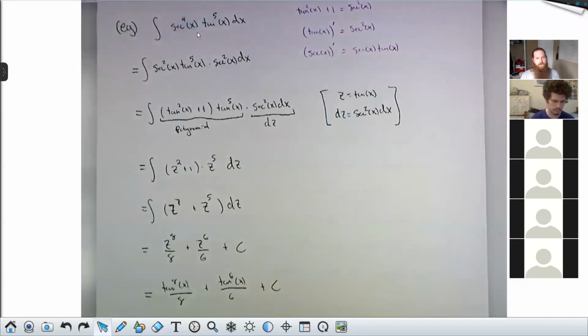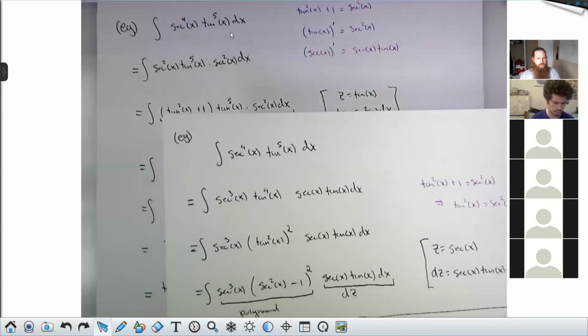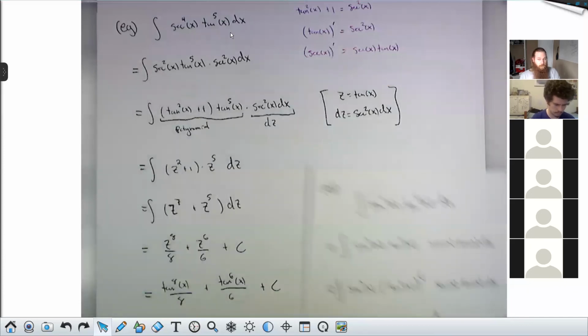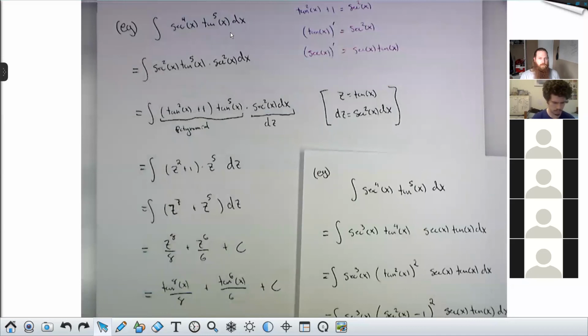So if the power of secant is even, you can substitute for tangent. If the power of tangent is odd, then as we did here, you can substitute for secant. And if neither of those are true, then you're in the rough case. But we'll talk in detail about that on Thursday.